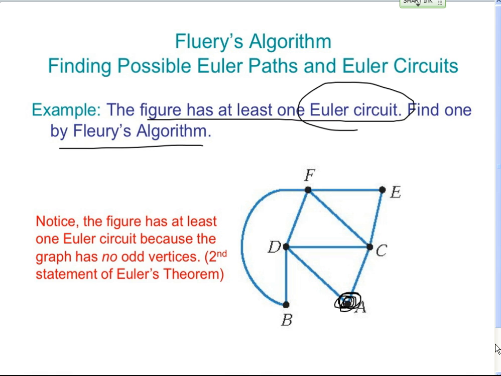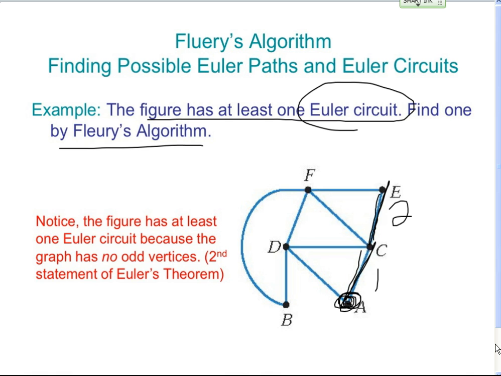I'm going to start at A. It doesn't really matter where I start since we don't have any odd vertices. And so if we start at A, we have to end back up at A. Let's randomly pick going to C. Now we have our choice. We can either go to E, F, or D. And since none of those are bridges, it doesn't matter. So let's go to E.